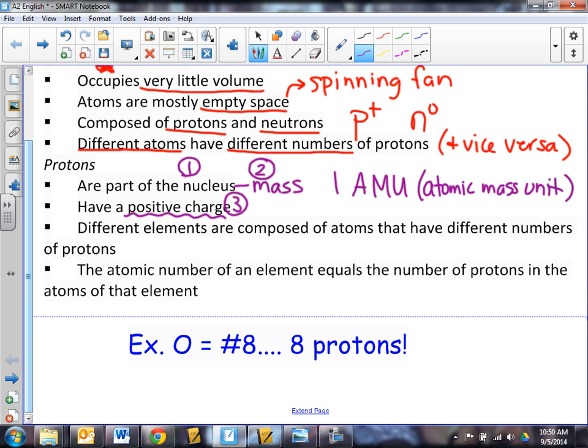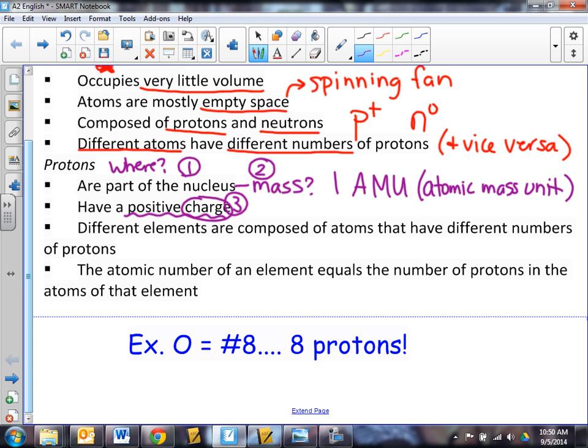Where is it? So I'll write this. Where is it? What is its mass? And what is its charge? Those would be the 3 things that I would expect you to know about all of the subatomic particles.